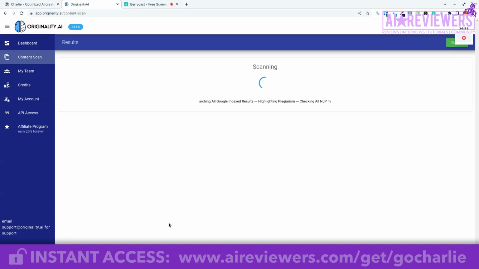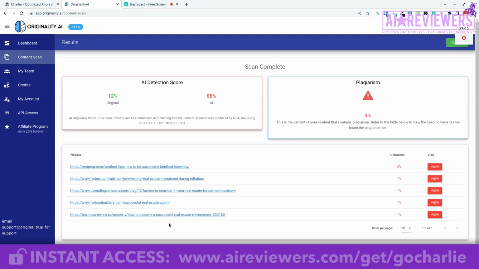And basically what you want ideally is a score to come back that shows that it's very highly original and low AI, or 0 AI. In this case, Originality had no problem at all detecting that our long form article was generated by an AI writing tool. GoCharlie gave it an 88% AI detection score and a 12% original score.